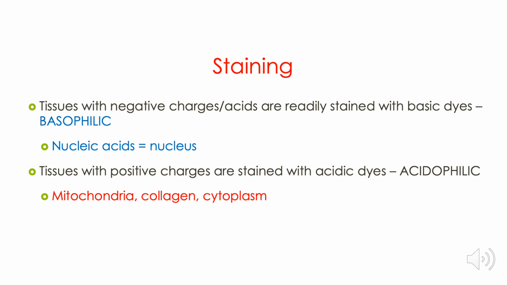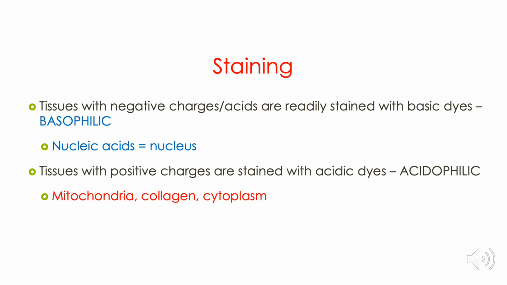To make things more confusing, let's go back to the nucleus. Since the nucleus is stained by a basic dye, it's called basophilic. But in reality, the nucleus is acidic. The nucleus is acidic, therefore it is considered a basophilic structure because it will attract basic dye. I hope it makes sense. I hope I was able to explain that well.